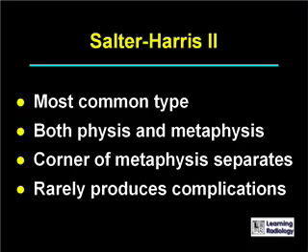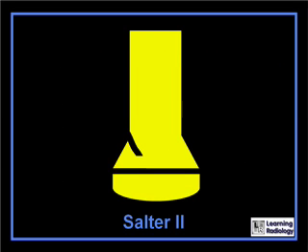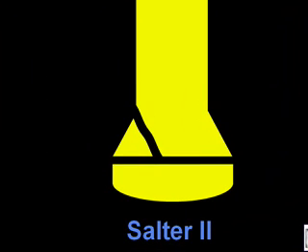Salter-Harris 2 fractures are the most common type of epiphyseal plate fractures. They involve both the epiphyseal plate and the metaphysis. Frequently, a corner of the metaphysis separates from the remainder of the metaphysis, and these rarely produce complications on healing. So, a Salter-Harris 2 fracture, as the black line shows, involves usually a corner of the metaphysis.